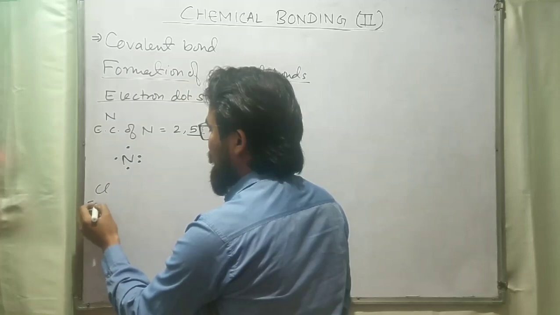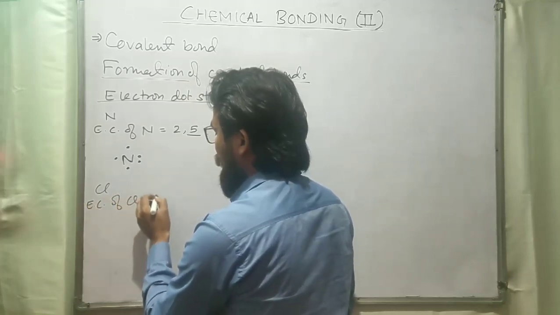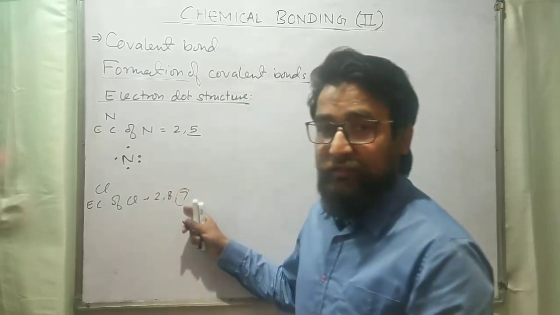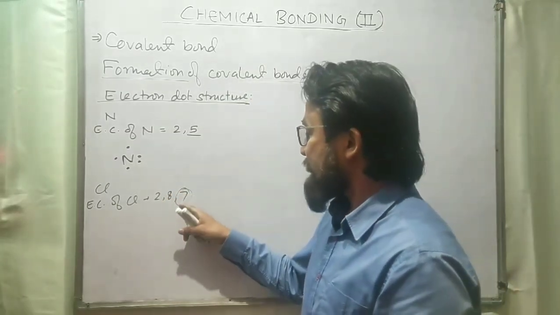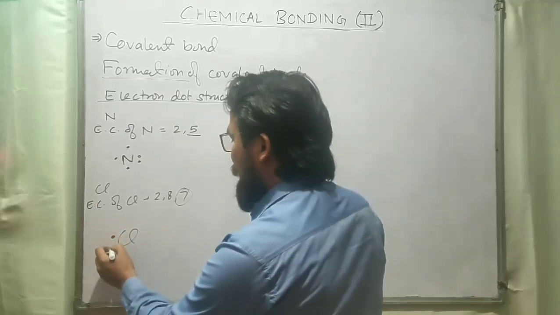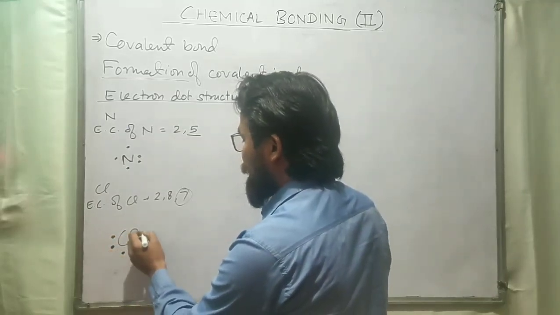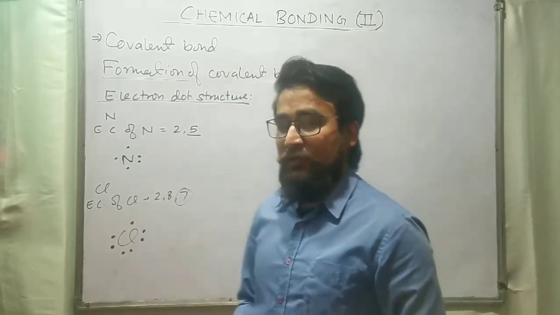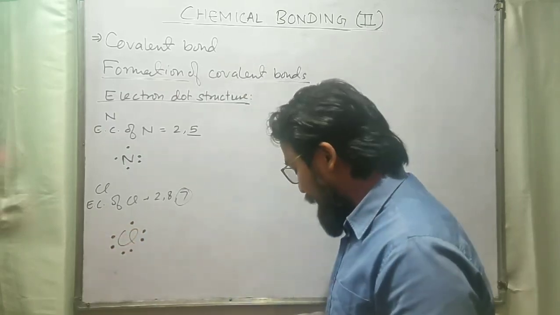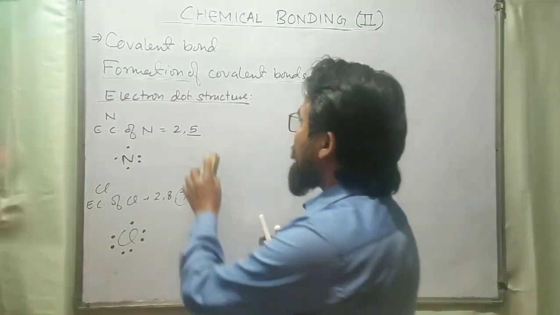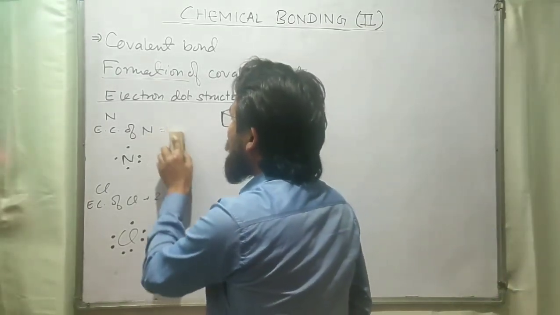Similarly, take chlorine. The electronic configuration of chlorine is 2, 8, 7. How many electrons are there in the outermost shell of chlorine? 7 electrons. So around the symbol of chlorine you will show 7 dots. So this is the electron dot structure. Now with the help of electron dot structure we will show the formation of chemical bond, that is covalent bond.